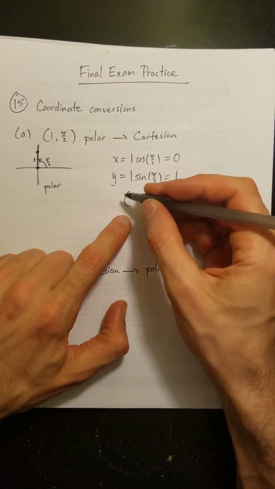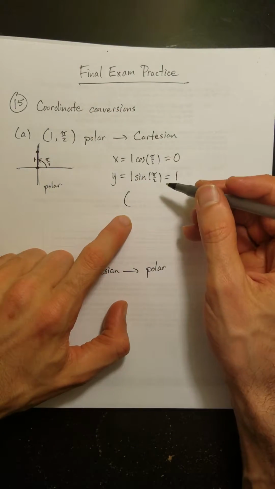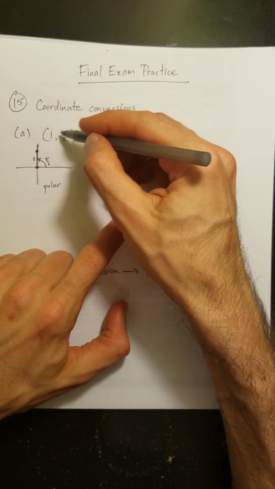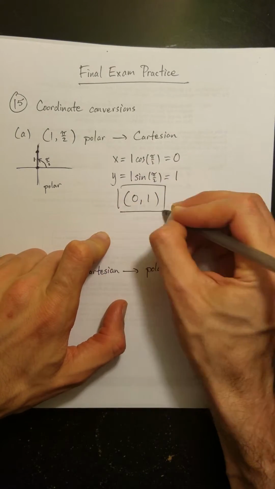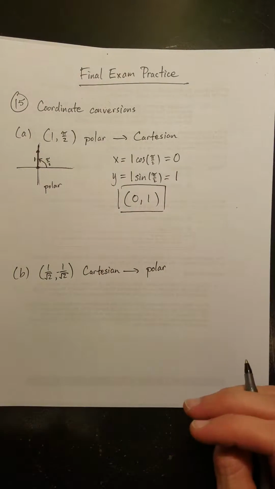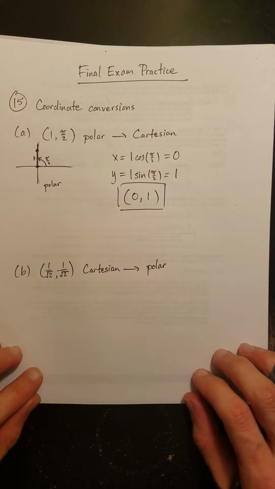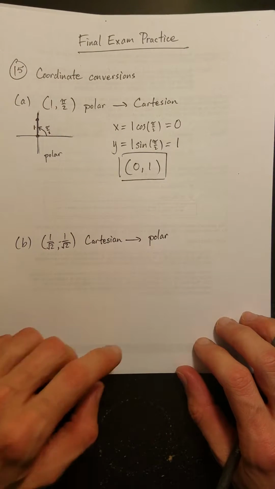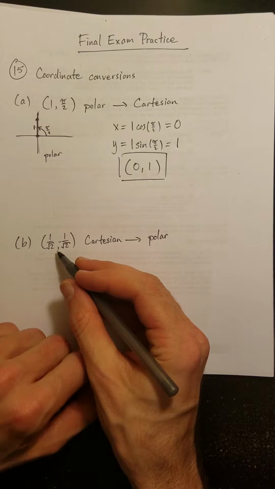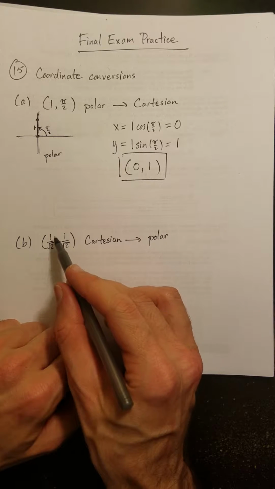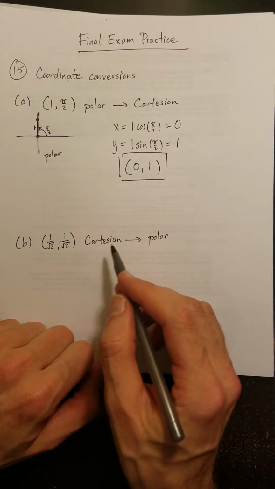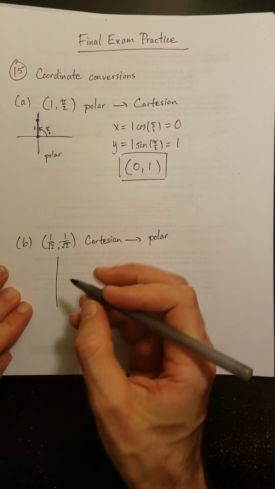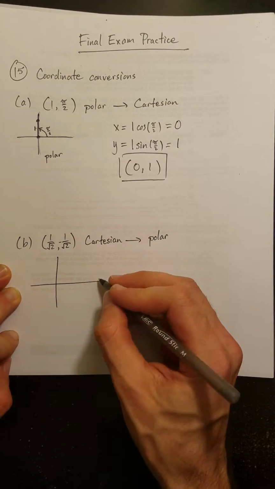Our Cartesian coordinates for the polar point 1 comma pi over 2 are 0 comma 1. Okay, so that's our conversion to Cartesian coordinates. Now let's do it the other way around. Let's go from Cartesian to polar coordinates. Let's say that our Cartesian coordinates are 1 over square root of 2 comma minus 1 over square root of 2. So let's draw where this point would lie.